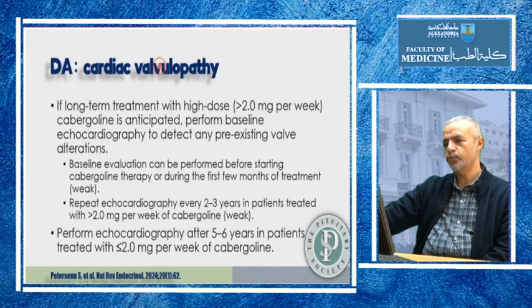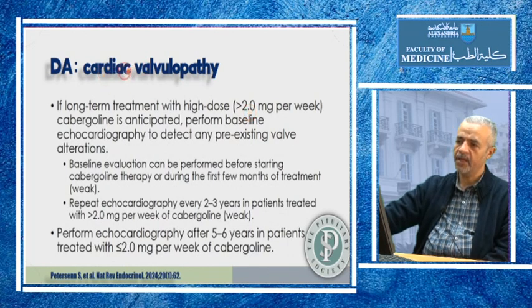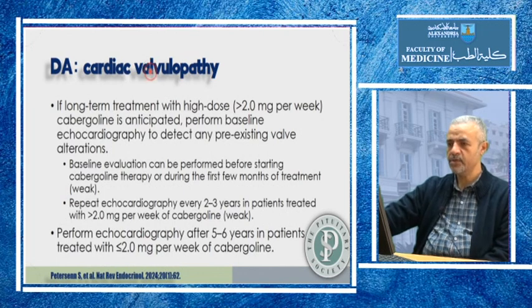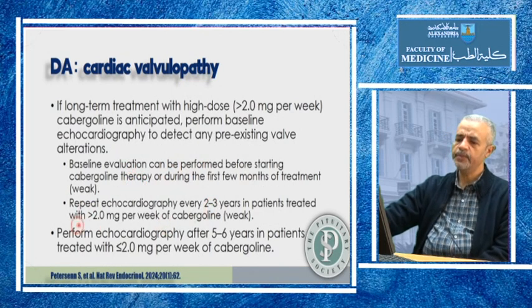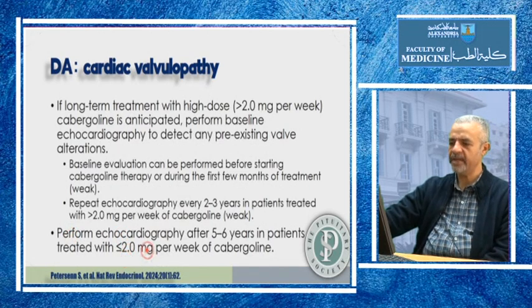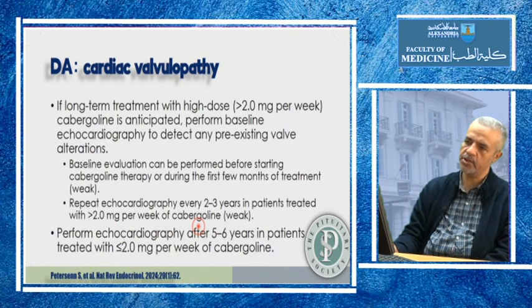Also, if the patient is going to use a large dose of cabergoline, which refers to more than 2 milligrams per week, this patient is at risk of developing cardiac valve fibrosis, or what we call cardiac valvulopathy. So, if your patient is expected to require such a large dose of cabergoline, you have to acquire a baseline echo evaluation before starting the cabergoline, and then repeat it every 2 to 3 years. However, if the patient is using less than 2 milligrams per week, you may perform echocardiography after 5 to 6 years of starting the dopamine agonist.